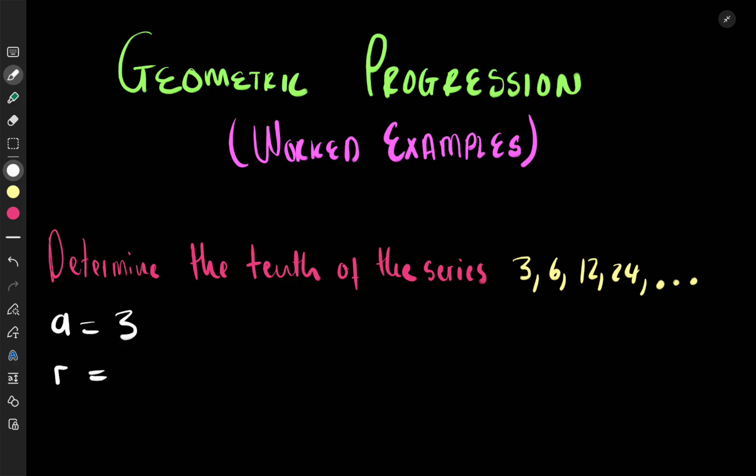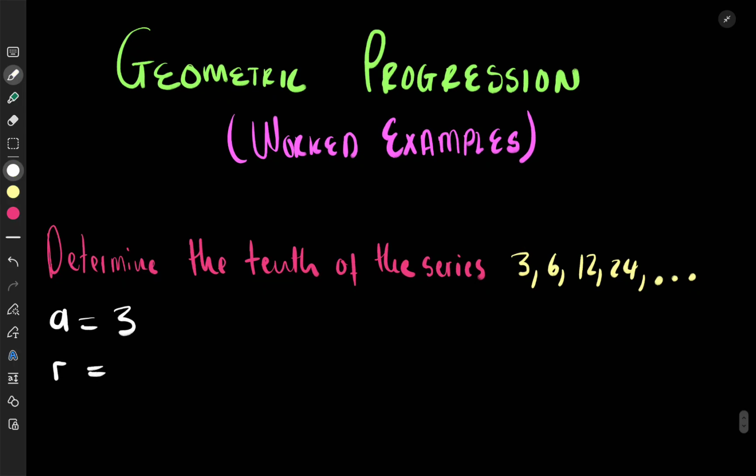Remember that you're going to test. They just told you that this is a series. You don't know if it's GP or AP. You test. That's the reality of it. You have to test. So you say 6 minus 3, you get 3. 12 minus 6, you get 6. It can be an AP.